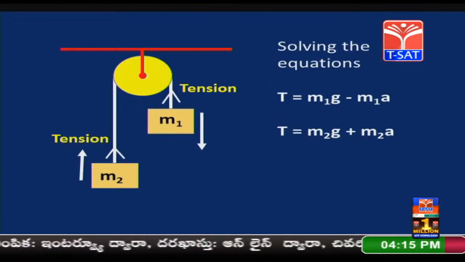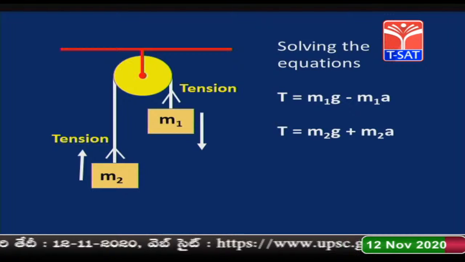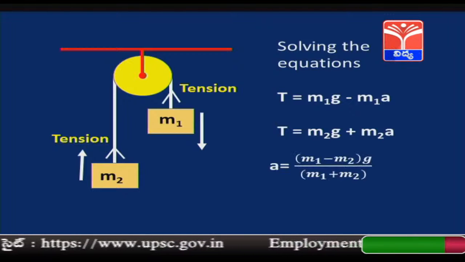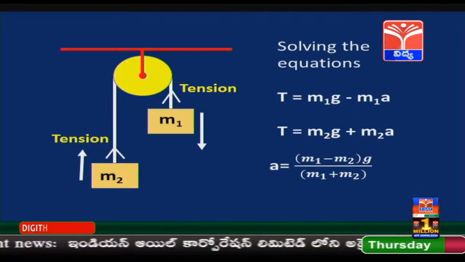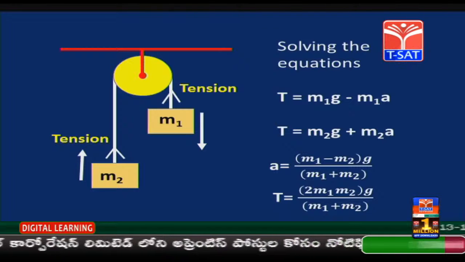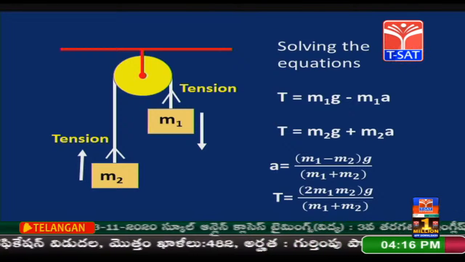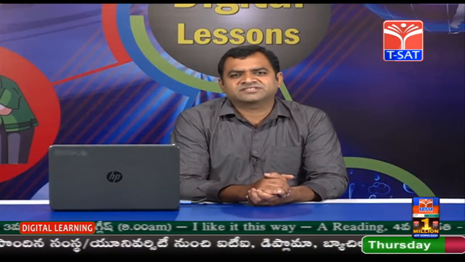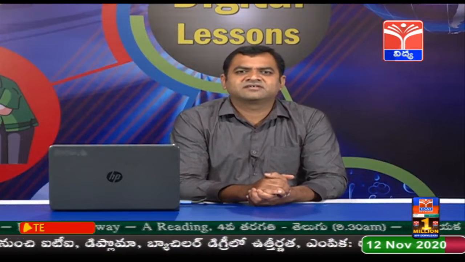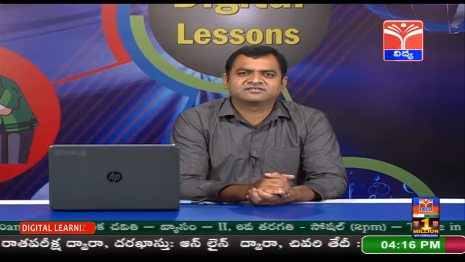Solving the equations T equal to m1g minus m1a, T equal to m2g plus m2a, we get acceleration a is equal to (m1 minus m2) times g divided by (m1 plus m2), and tension T is equal to 2 times m1 m2 times g divided by (m1 plus m2). So, this is how we can find out the acceleration of the objects which are passed over a pulley. We call this the Atwood machine, and also we can find out the tension in the string.